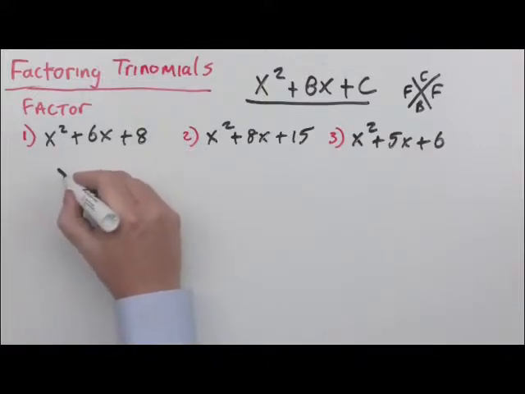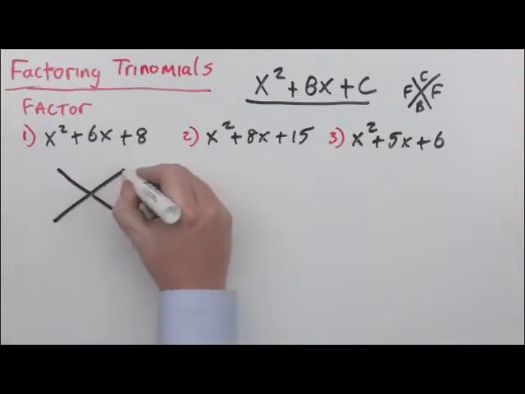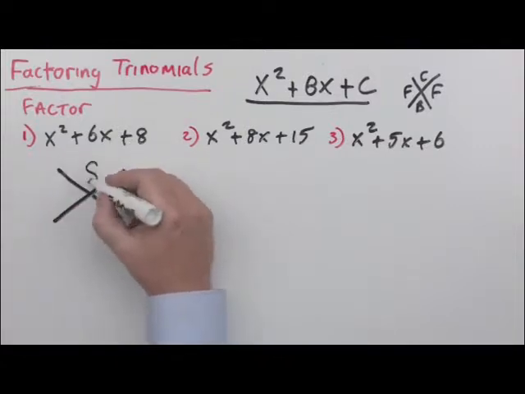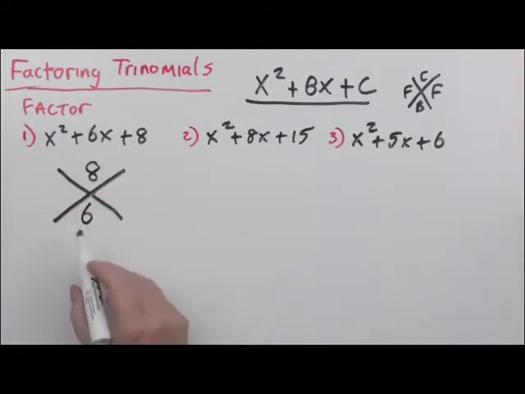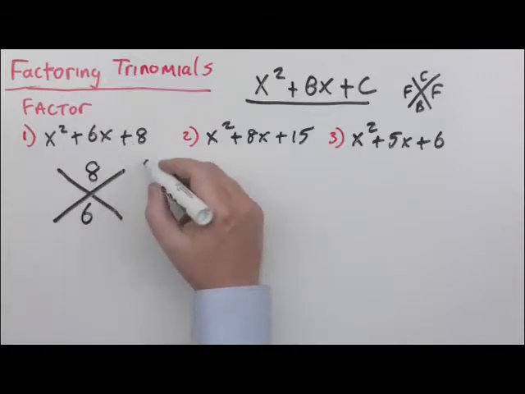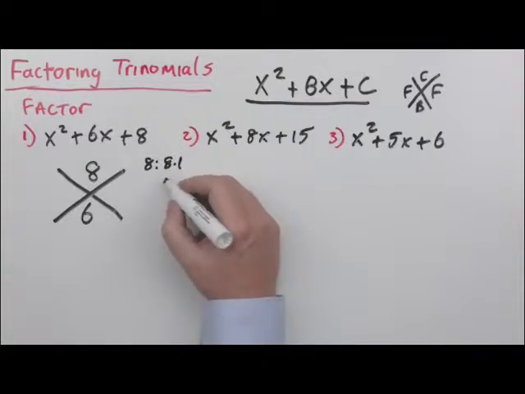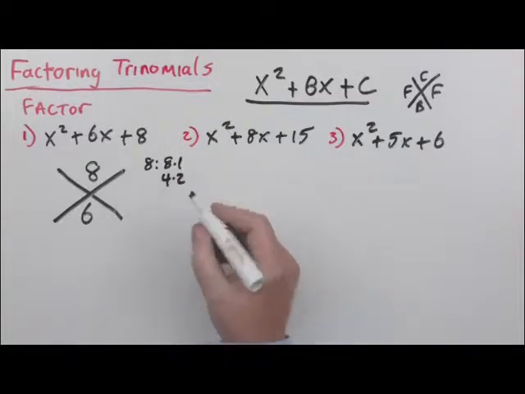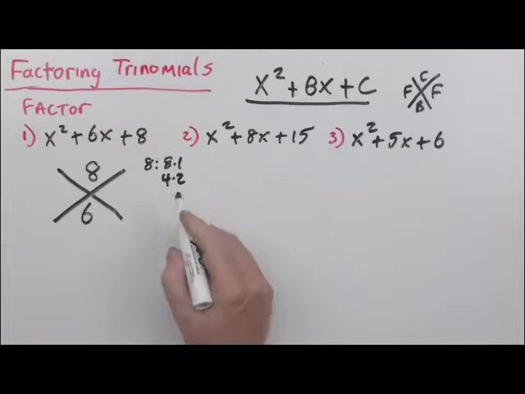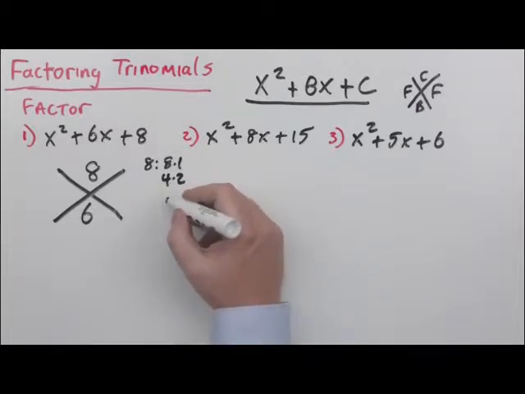Okay, I'm going to draw my x factor here. The c is 8, so that goes on top, and the b is 6. So I've got to find something that multiplies to 8 and adds to 6. Let's see what multiplies to 8: 8 times 1, 4 times 2. 4 times 2 adds to 6, so they would be my factors.